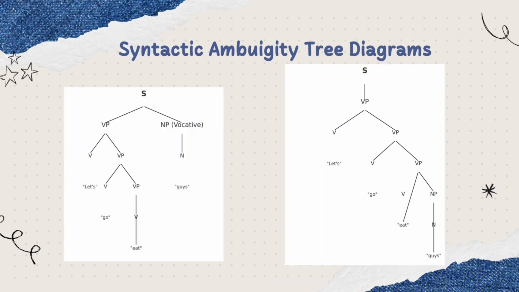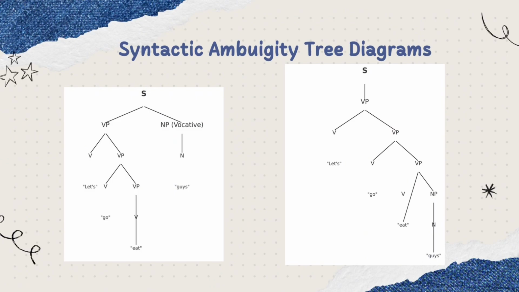Let's take a look at these syntactic tree diagrams to understand how punctuation affects the structure and the meaning of the sentence. On the left-hand side, the tree diagram represents the sentence with the comma. Let's go eat, guys. Here, guys is treated as a noun in the vocative case, meaning it is used to address the group directly. The phrase is split into a main clause, let's go eat, where eat is the verb phrase, and a separate vocative noun phrase, guys. This structure clarifies that the speaker is addressing the group and inviting them to go eat together.